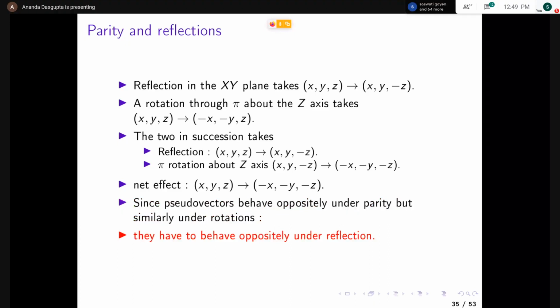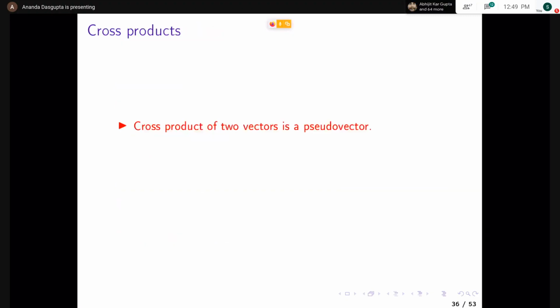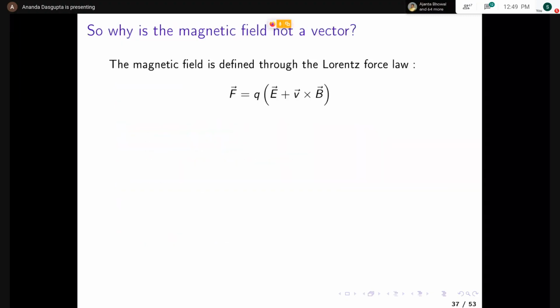So I'm just cutting down this part. This is technical, but it just shows that reflections are related to parity and rotations. And now let's answer the question. And somebody mentioned the Lorentz force law. So let's answer the question as to why the magnetic field is a pseudovector.